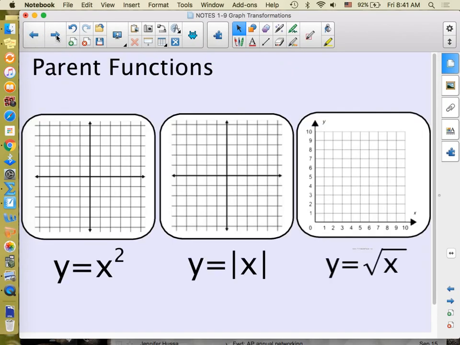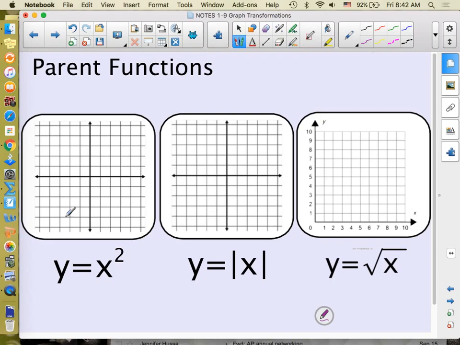So that said, we want to look at the parent functions we're going to be graphing, meaning the most basic form of the types of graphs we're going to expect you to be able to make. The three are the graph of x squared, the graph of the absolute value of x, and the graph of the square root of x. And you made all of these in algebra last year. So by parent functions, we mean with no transformations happening to them, the most basic form of them. Without your graphing calculator, you need to be able to graph these functions.